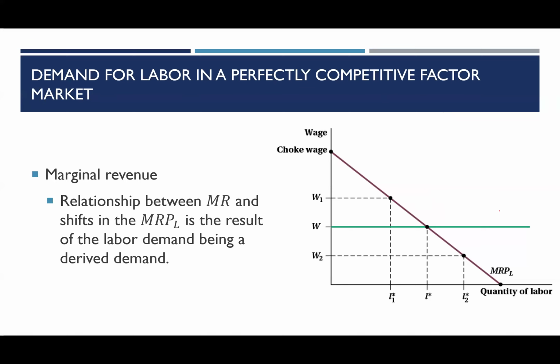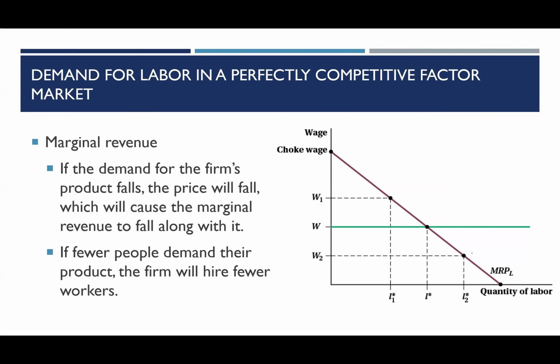We are going to see changes in marginal revenue also affect this curve. And the reason for that, again, is because labor is a derived demand. So as the price of the firm's good changes, that's going to impact their marginal revenue, and that's going to impact how much labor they want to employ. So let's say that for some reason, the demand for the firm's product falls, meaning that their price falls. That gives us a fall in marginal revenue. Fewer people are demanding their product, and so firms are going to hire fewer workers, right? In turn, firms are going to demand fewer workers, right?